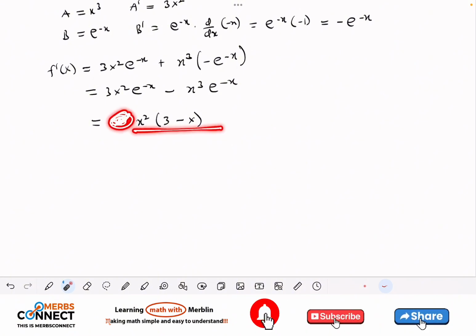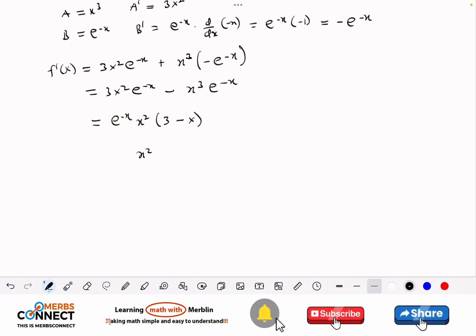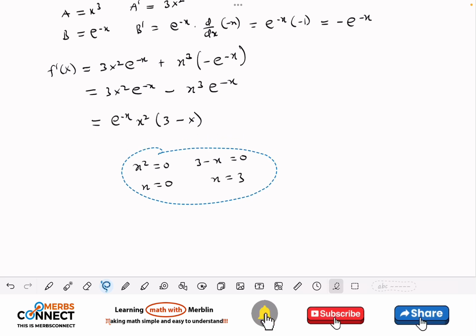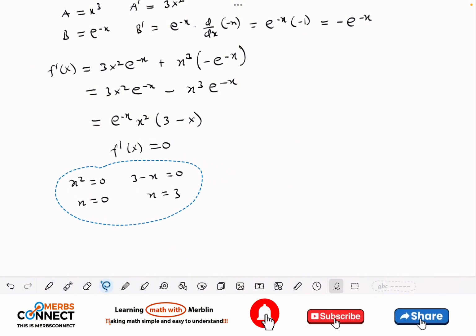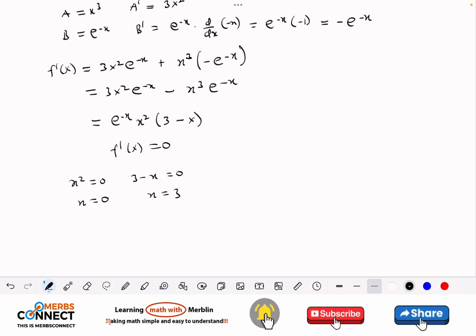So we are going to focus on this. So x squared is equal to 0. It means that x should be 0. 3 minus x should be equal to 0. It means that x should be equal to 3. Right. So that's the idea, because after we've gotten the f prime, we need to make sure that f prime of x is equal to 0 so that we can get the critical values. So now x equal to 0 and x equal to 3 are the critical values for x, right?